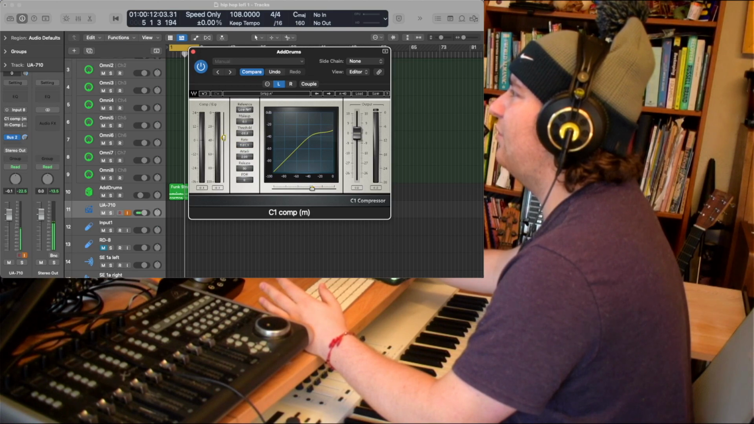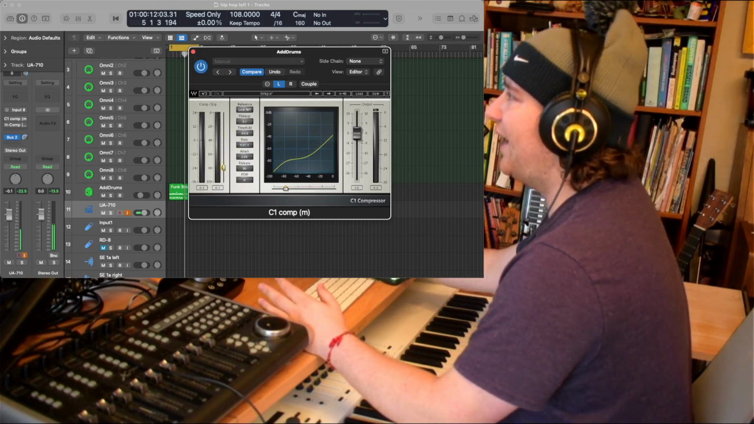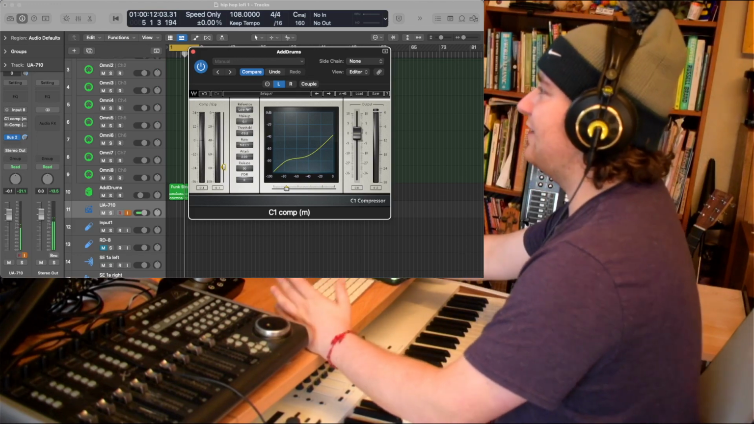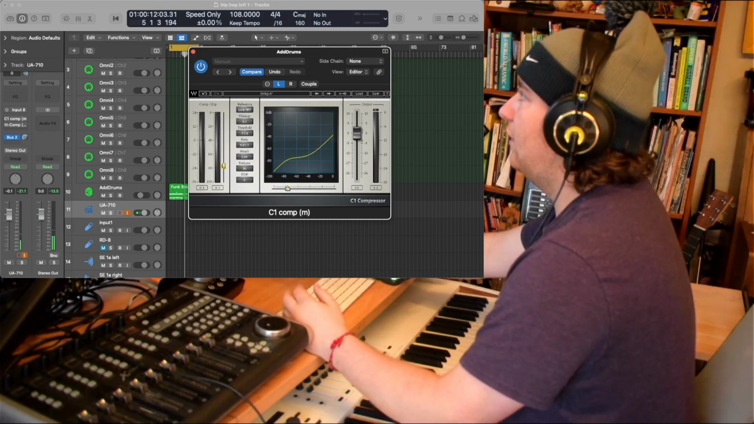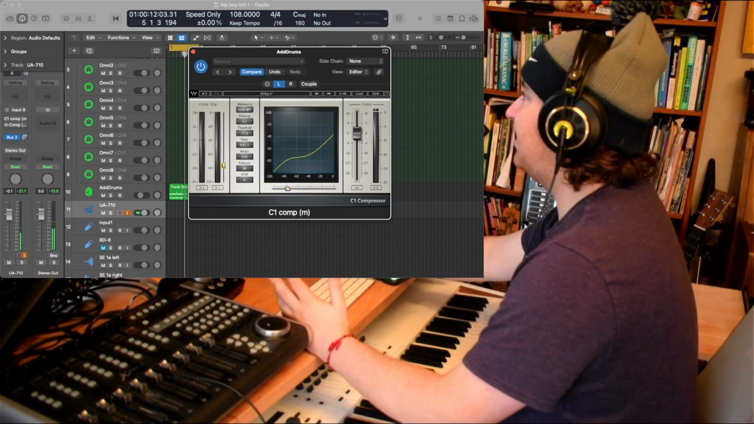If I bring this down, it'll affect it as such. So if I bring my threshold way down, that means it's going to affect the entire thing. That's a lot of compression. Now, it's been done. It is done.